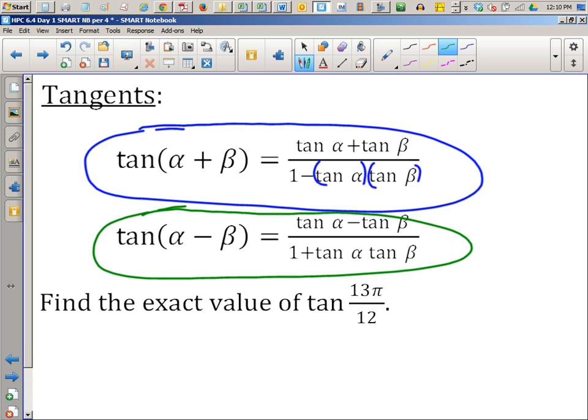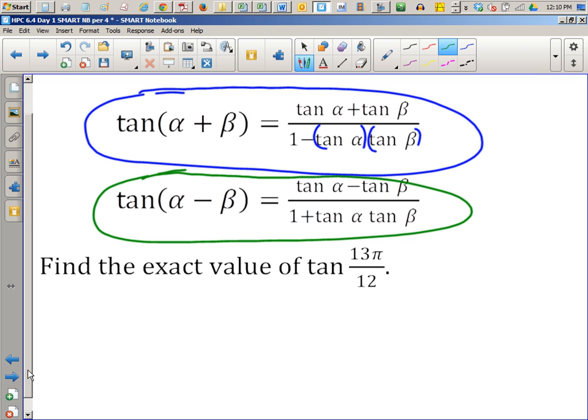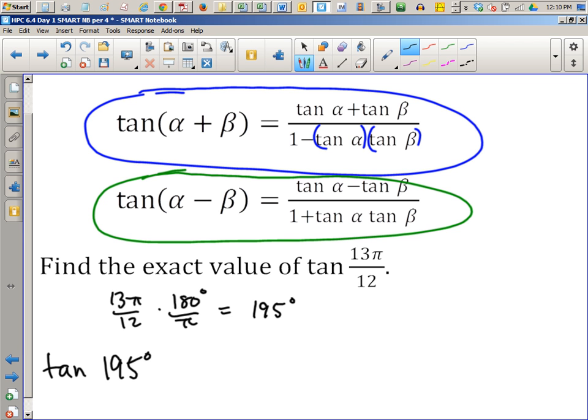Okay? So let's go ahead and try this problem down here. First thing I'd like to know is 13 pi over 12. How many degrees is that? Since I'm too lazy to think in radians, I'll just multiply by 180 over pi. And this cleans up to give me 195. I did it earlier, okay? It's 195. So this question is ultimately just wanting tan of 195.